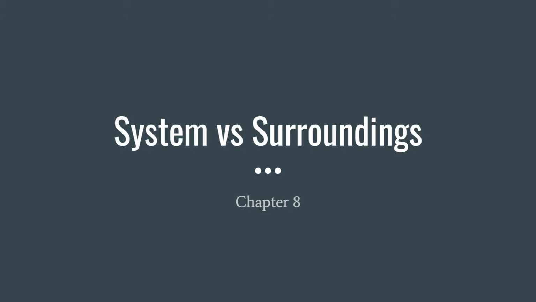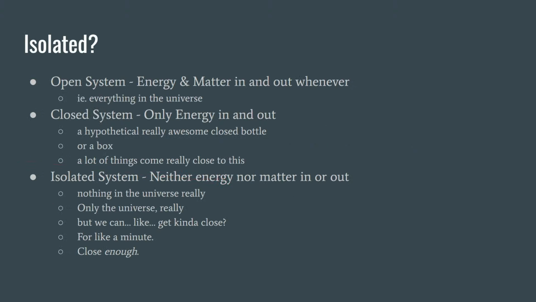So, we finished last time by talking about state functions versus path functions, where for a state function, all that matters is where you are, and for a path function, it matters how you get there. Now we're going to talk about system versus surroundings.